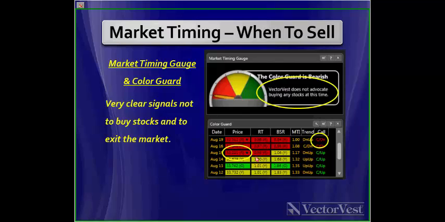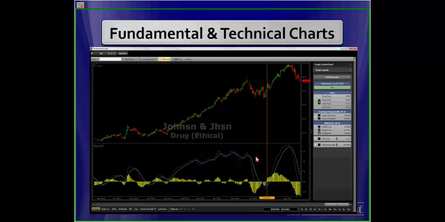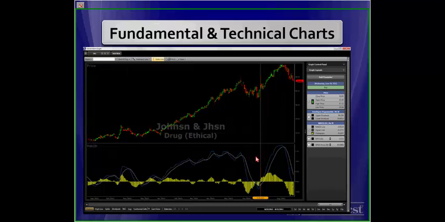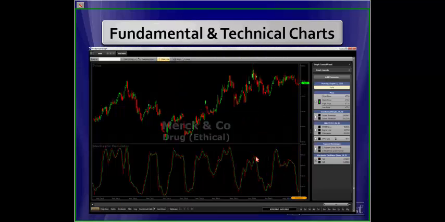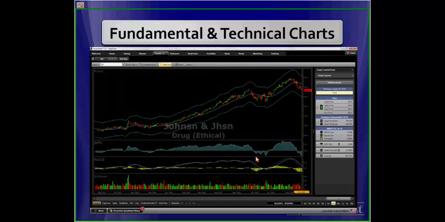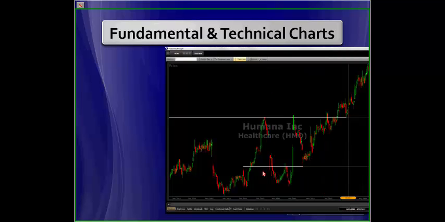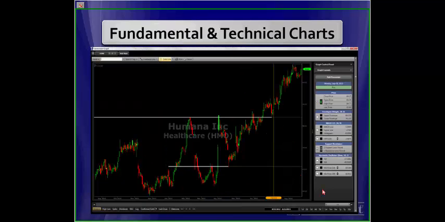The second component is the charting component, and you'll get the fundamental and technical charts. You'll be able to chart over 30 fundamental and 11 technical indicators, and that includes those support and resistance lines automatically drawn for you.